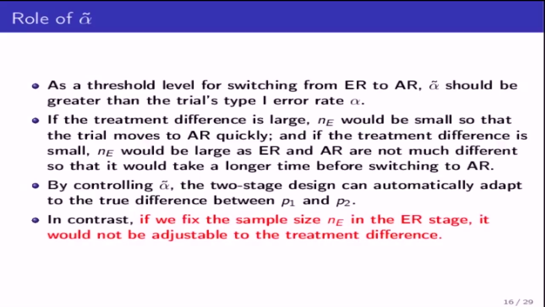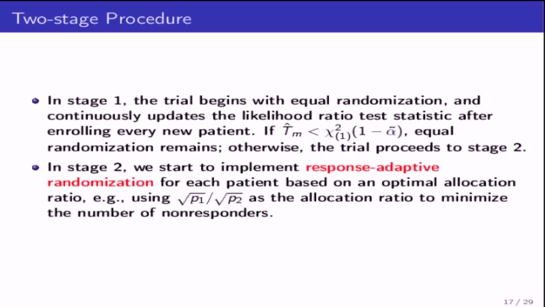But think about it, if we fix the sample size N_E in the ER stage, it would not be adjustable to the treatment difference, right? It doesn't matter how different P1 and P2 are, you will use the same sample size for the equal randomization stage. So that's the difference if you use alpha tilde as a threshold to control the equal randomization sample size.